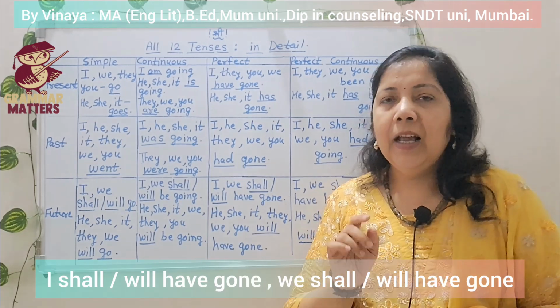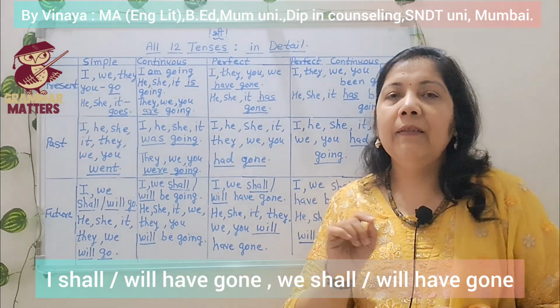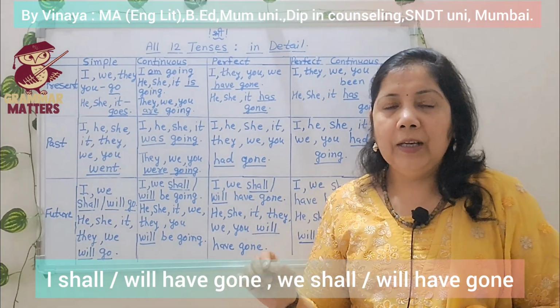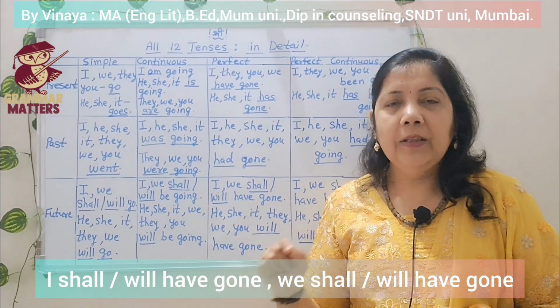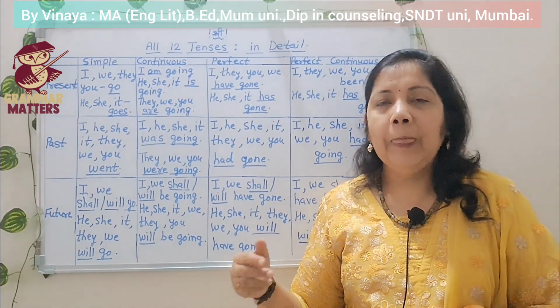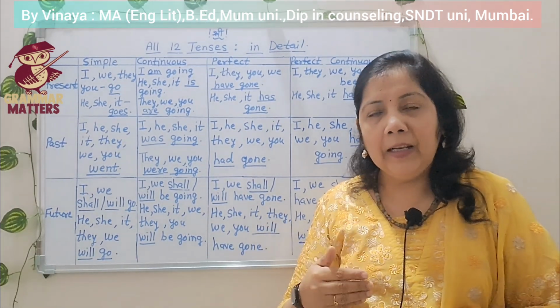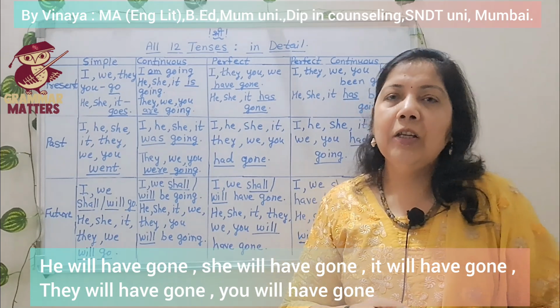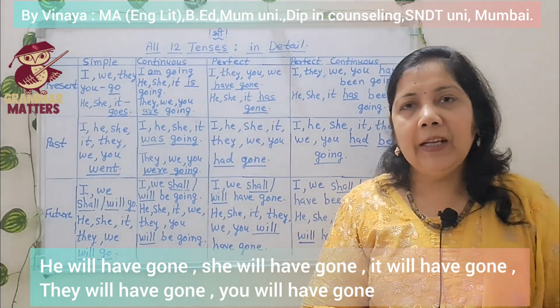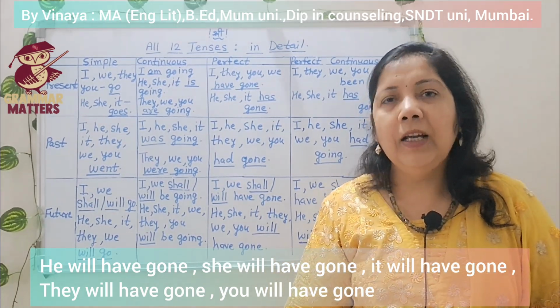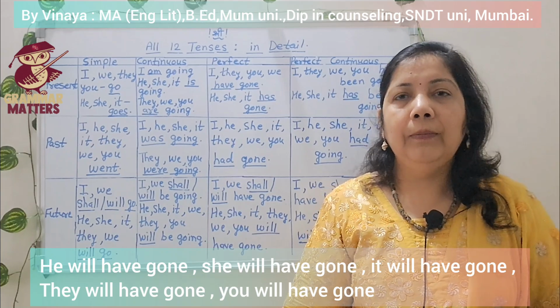Separately, I will read. I shall have gone. We shall have gone. I will have gone. We will have gone. Remaining five, only will. He will have gone. She will have gone. It will have gone. They will have gone. And you will have gone.